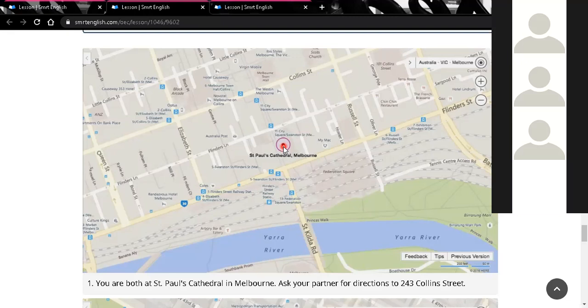Did you find it already? No. Oh, me neither. I just see the 101 Collins Street. Keep searching. 243. Okay. I didn't get to see it. Oh my God.